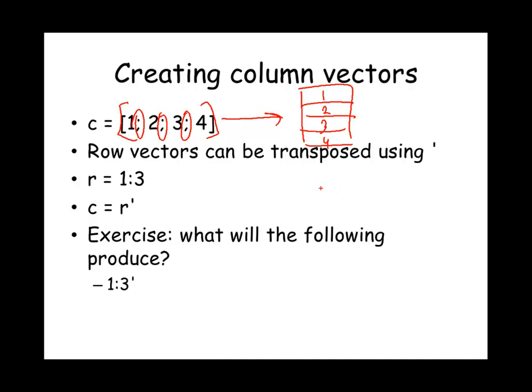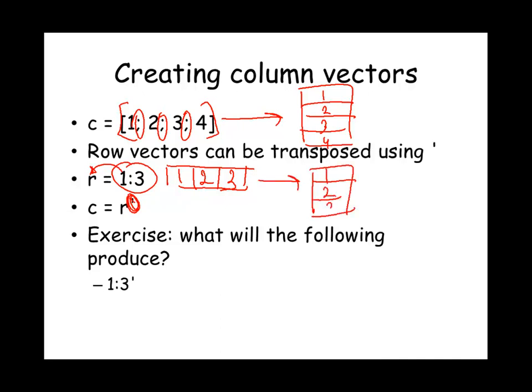Another way to create column vectors is to first create a row vector, store it in a variable, and then take the transpose of this. So this vector R will be 1, 2, 3. It will be a row vector. Taking the transpose of this will make it into a column vector. I could also write out the vector 1, 2, 3 and then transpose it, store it in variable C. Instead of using an intermediate variable, I can directly take this vector and take the transpose.